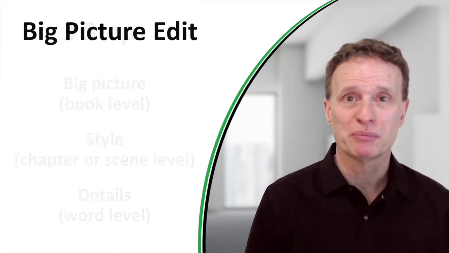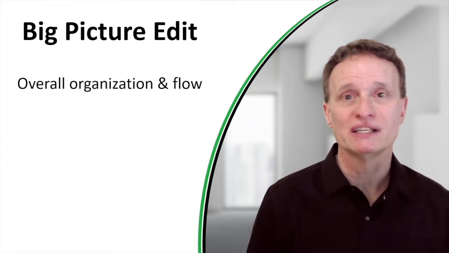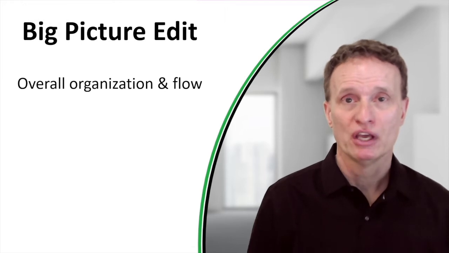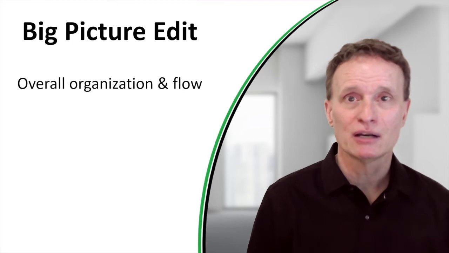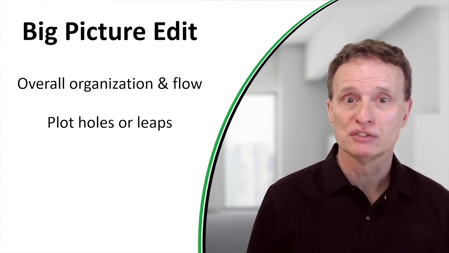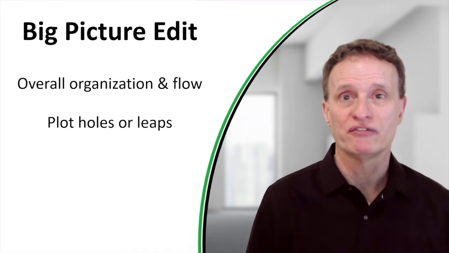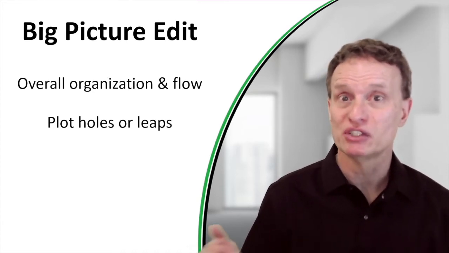So let's go into the big picture edit. Really what you're looking for in the big picture edit is the overall organization and flow of your book. So can the reader follow along with you? Is it clear what you're trying to communicate? Do you have a very logical, very smooth flow? And some of the things you look for is you look for plot holes or leaps. So if there's a hole in your plot and your characters appear somewhere else, or if you're writing a nonfiction book and you're explaining your logic, are there any leaps in your logic?